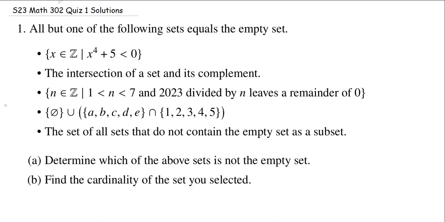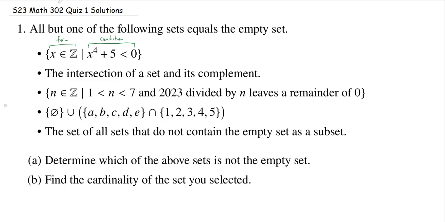So first one, note this is set builder notation. We start with a brace, but then there's this big bar in the middle, and that tells you what happens before the bar. This is the form, what things look like. And then what happens after the bar is the condition, or conditions. In this case, there's just one condition. Remember this symbol means the integers, so we're looking at all integers such that when you raise that integer to the fourth power and add 5, you get a negative number.